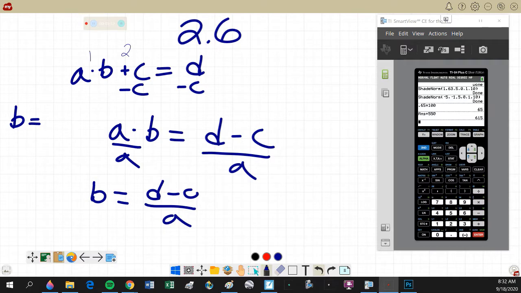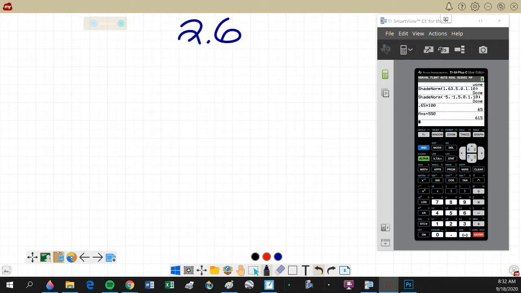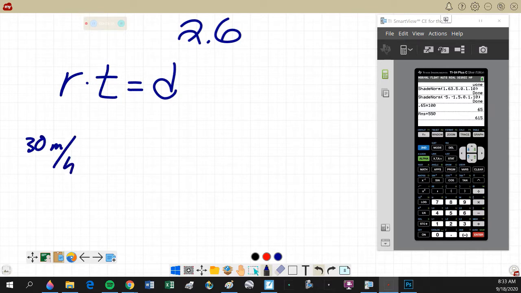Why would we want to do this? Because maybe. So you guys know the rate times time is equal to distance. So if you drive 30 miles per hour for 15 hours, how far will you travel?